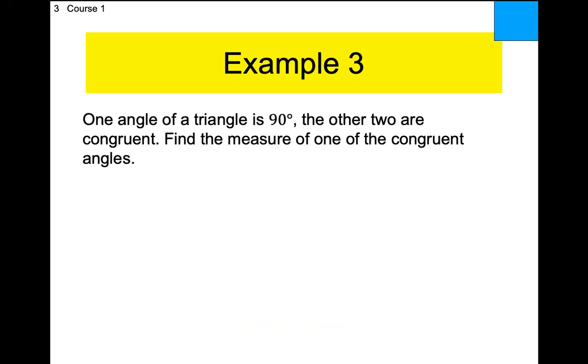Sure. So it says one triangle, once again, that's the explanation why there are triangles. One angle of a triangle is 90 degrees. So clearly I need to draw a right triangle because one of the angles is 90 degrees, right? It says the other two are congruent. That means this angle and this angle are the same. Do we know how much this one is? No. So this one is x, and if it's the same as the other one, then they're both x.